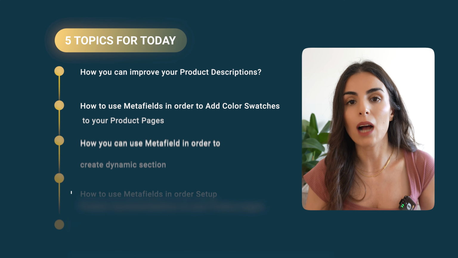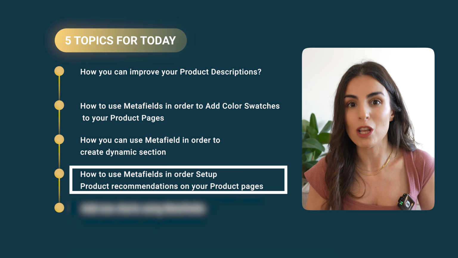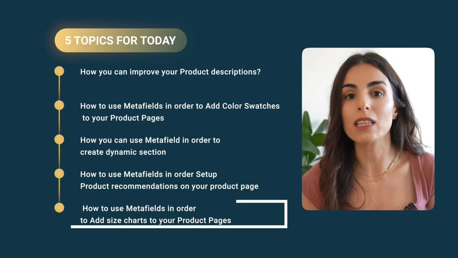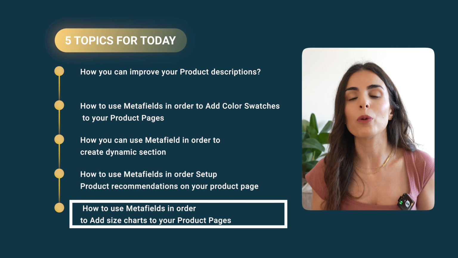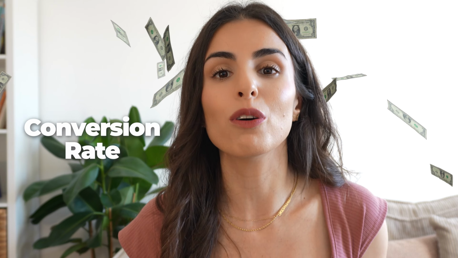Next, we are going to see how to use Metafields in order to set up product recommendations on your product pages. So in this way, you make sure that you are recommending the right product with each original purchase. And finally, we are going to see how to use Metafields in order to add size charts to your product pages. And for sure, while I'm showing you how to do all of these things, you are going to learn a lot of tips and tricks that will help you to improve your product pages and improve your conversion rate. So, are you ready? Let's get started.